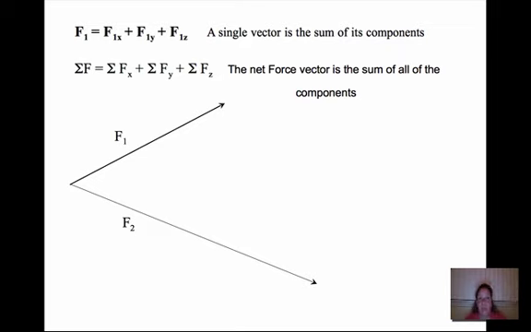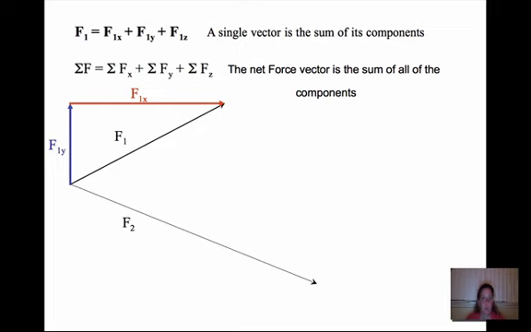Which means if we want to solve the net force between F1 and F2, we can break it down into its components and solve for the sum of each of those. So the net force is the sum of all the forces in the X, the sum of all the Y components, and the sum of all the Z components. Or in other words, you're going to want to take your time drawing this out, but I'm going to go through it pretty quickly so you can pause as you need.